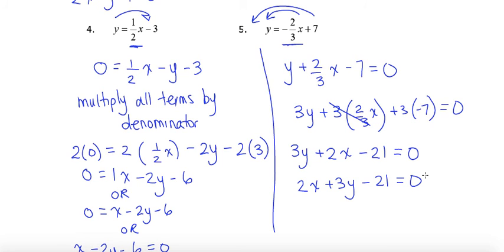So rearranging an equation from slope-intercept form into standard form is just like we would have done when we were solving equations. So we're just moving everything from one side or two sides to the one side.